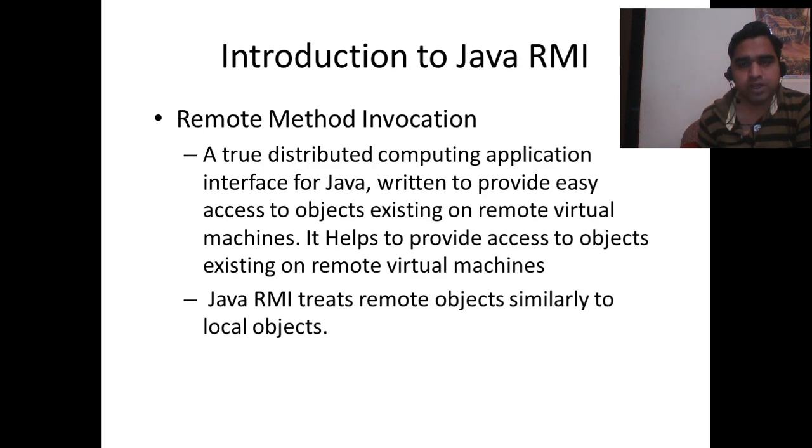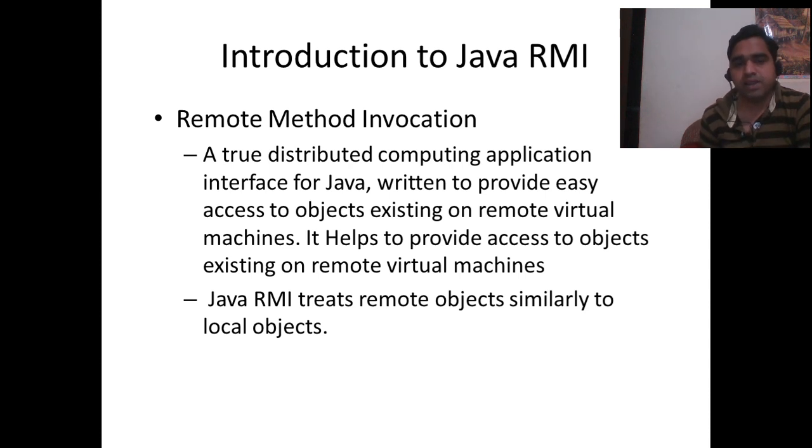First of all, we should know what Java RMI is. Here we are saying that it is Java RMI because RMI coding is performed in the Java language. Basically, RMI is a true distributed computing application interface for Java because its coding is written in Java. It is written to provide easy access to objects existing on remote virtual machines.